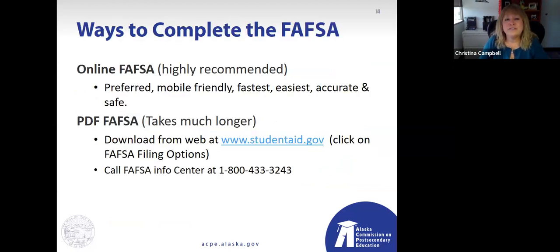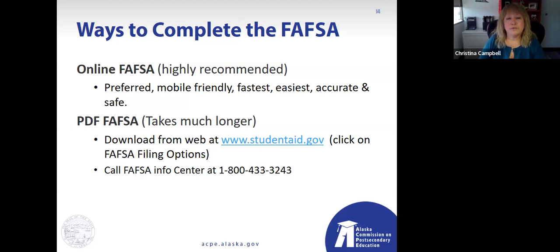Ways to complete the FAFSA. Well, we don't recommend doing the paper version. The highly recommended version is the online version for a couple of reasons. You get the information back a lot quicker, and the schools get the information quicker. If a student does the paper version, they still have to go to the website, download the form.